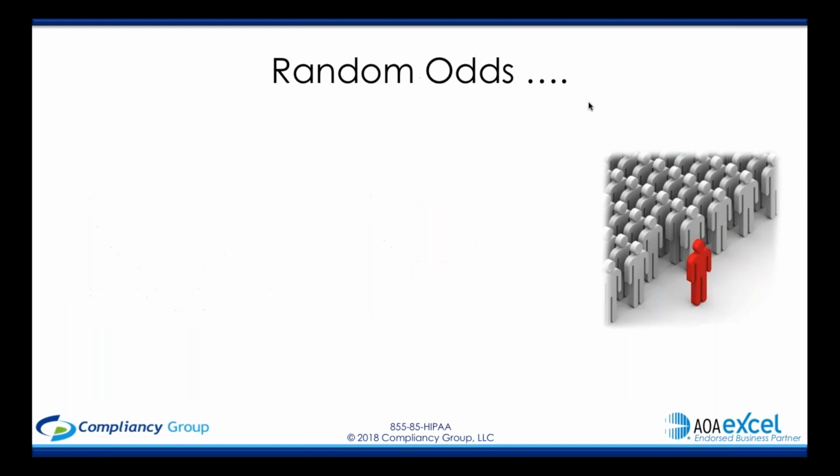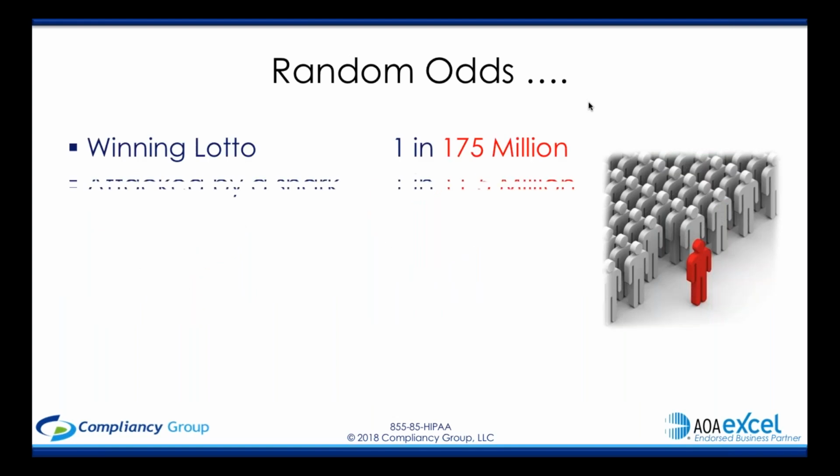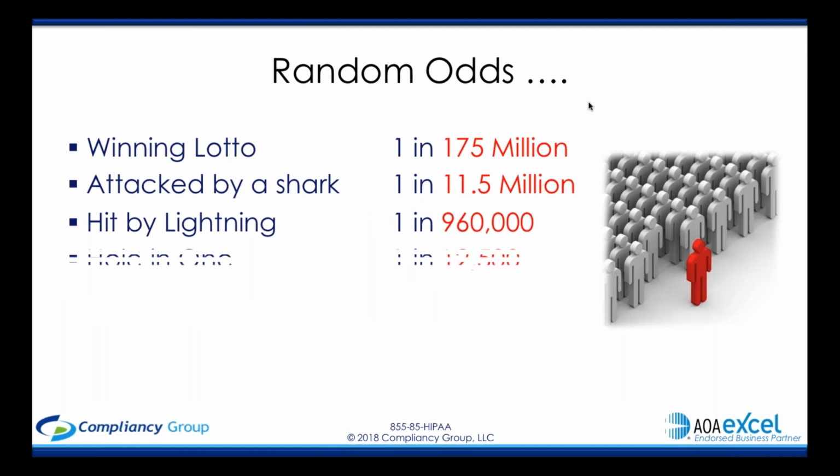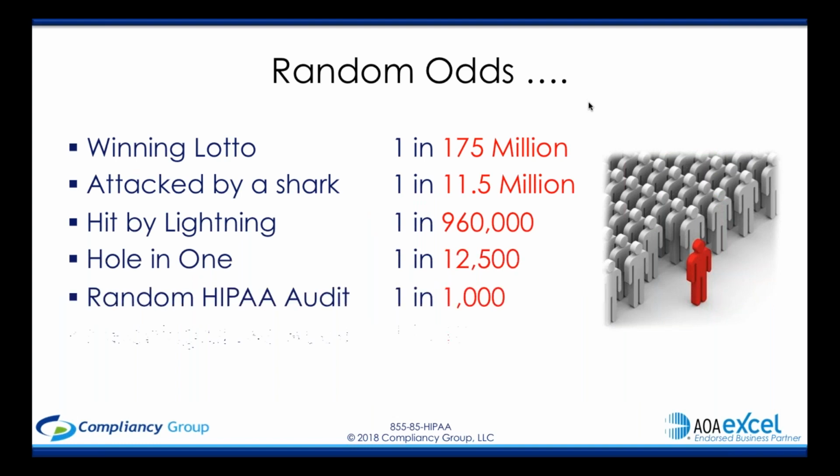So now let's talk about the random odds of all this. When I talk to a lot of people, they play lotto every week. They won't swim in the ocean. They run inside when it's raining. They will play golf every weekend, 3 times a weekend, to try to get a hole in one. Yet the chances of you being involved in a HIPAA or a meaningful use audit, if you combine the two, are maybe 1 in 300-400.